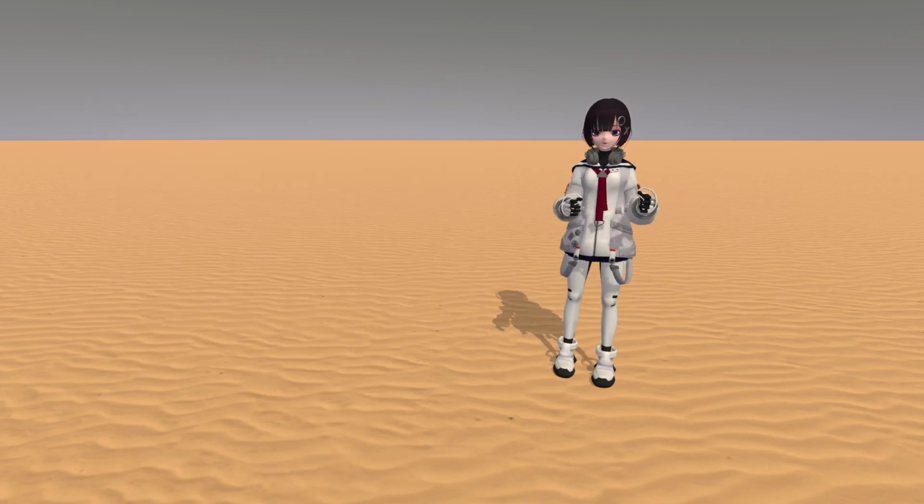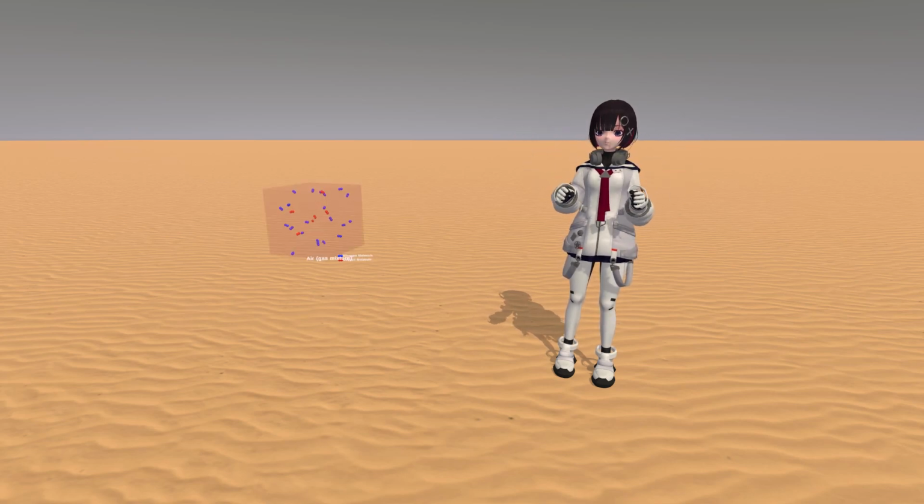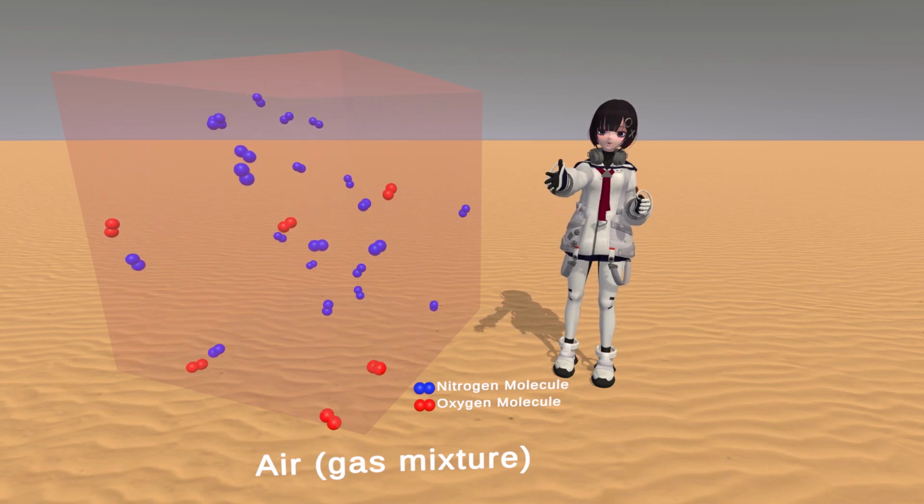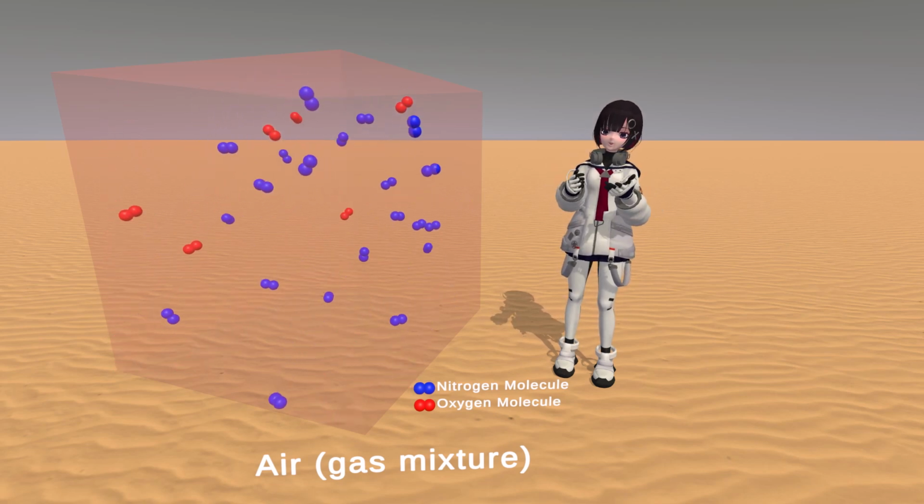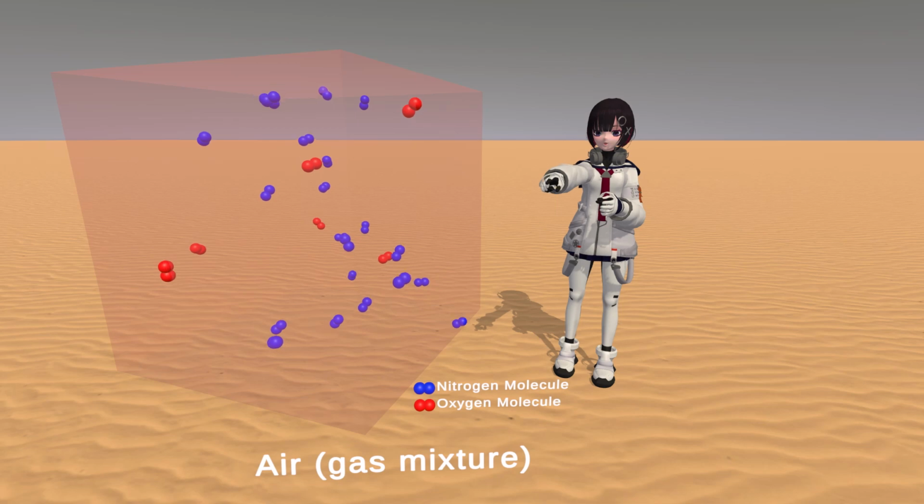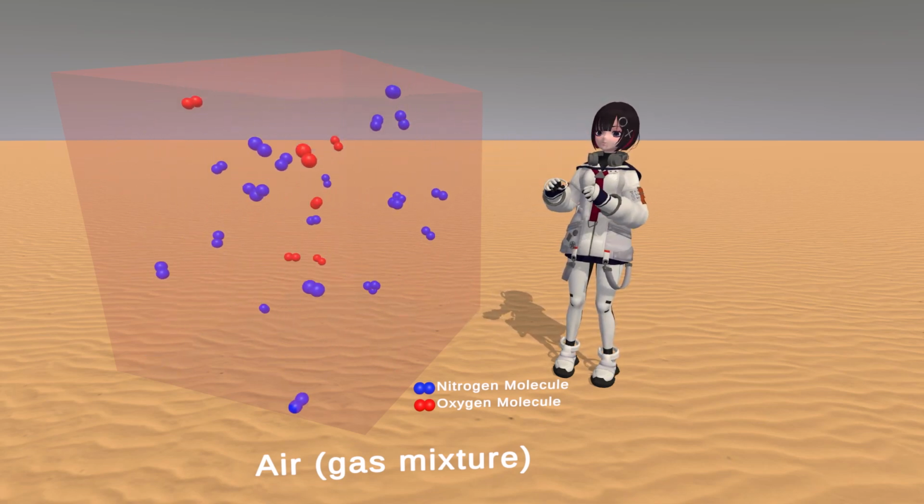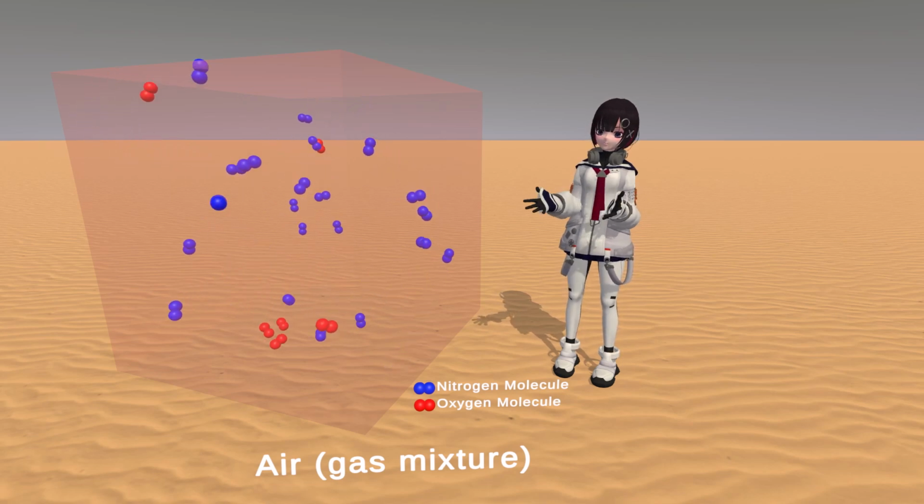But the air we breathe is not made of just dioxygen. Air contains other gases too, it's a mixture. As you can see, it actually contains only 20% of dioxygen, the red molecules, and nearly 80% of dinitrogen, the blue ones, plus other gases.